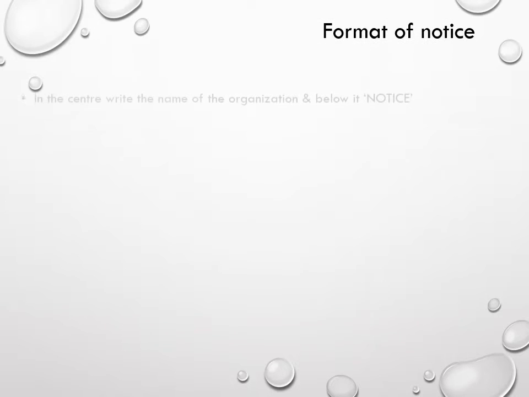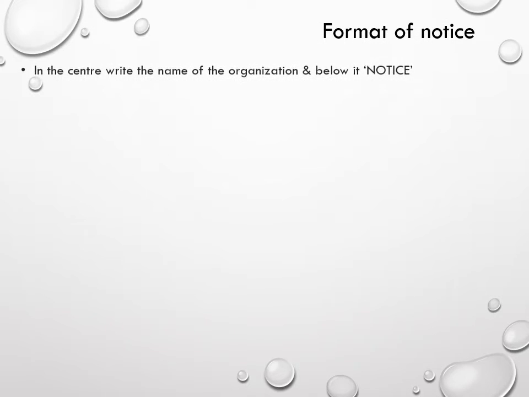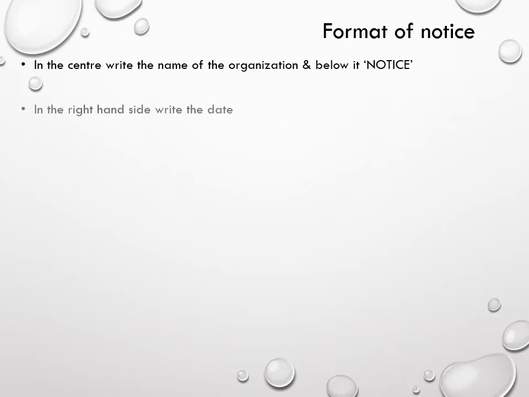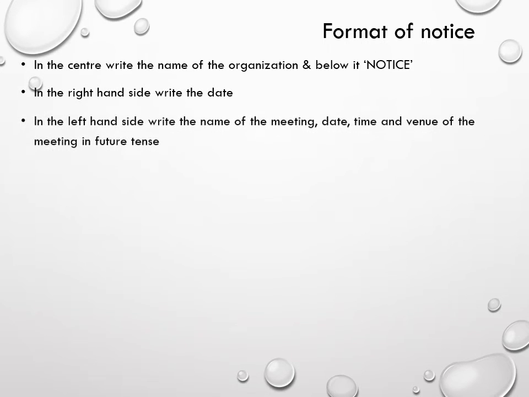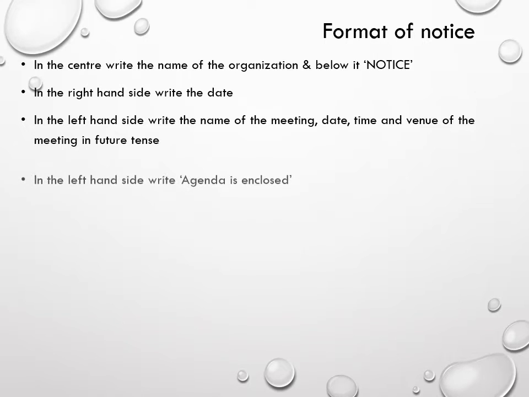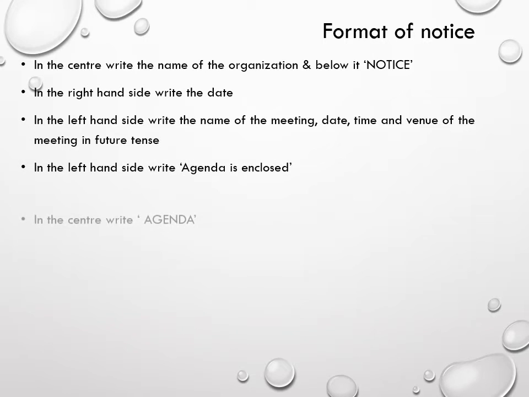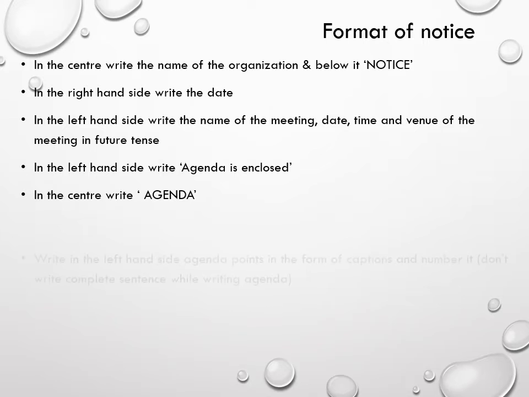Format of notice. To begin with, write the name of the organization in which the meeting is conducted in the center. And below the name of the organization, write notice in all caps. And on the right hand side of the same line, write the date of the notice preparation.